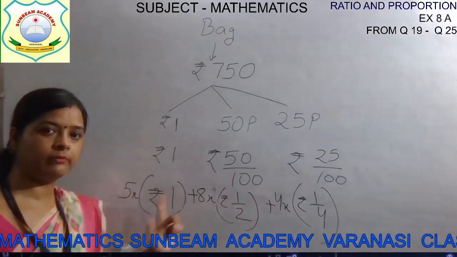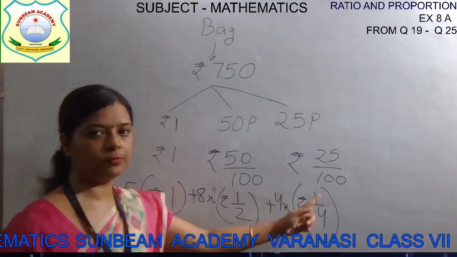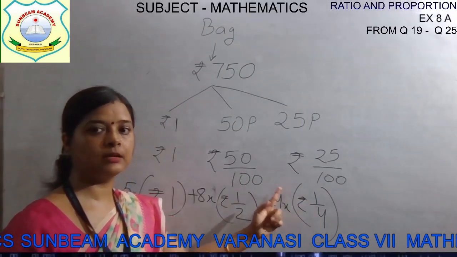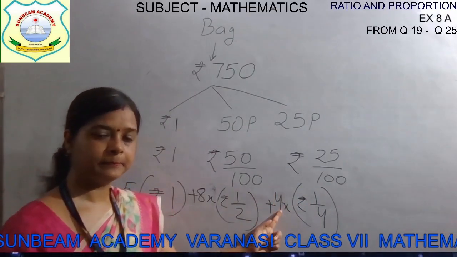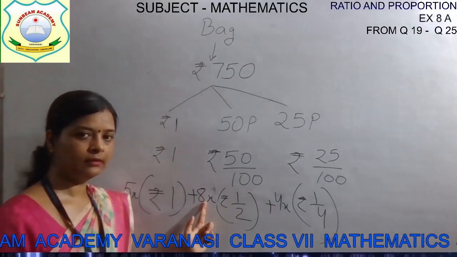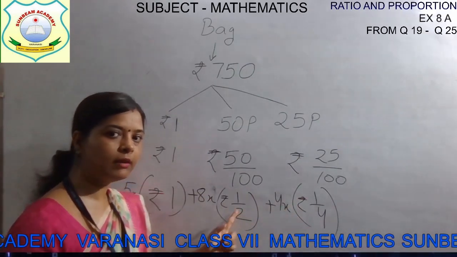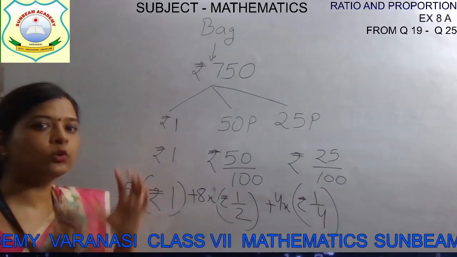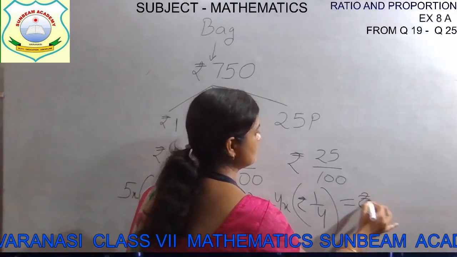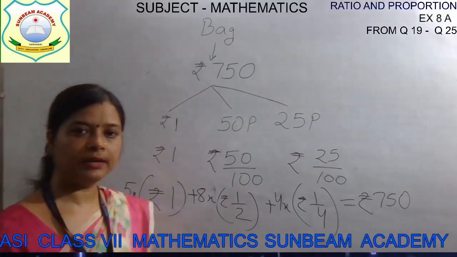All the ratios we will convert into 5x, 8x and 4x. And again this denomination, that is 25 paisa, is now in rupees. 25 paisa is multiplied with quantity. So we will multiply quantity with denomination: quantity 8x with its denomination, quantity 4x with its denomination. And then when we add them, we will get the total rupees. What is the total rupees? 750. So rupees 750.